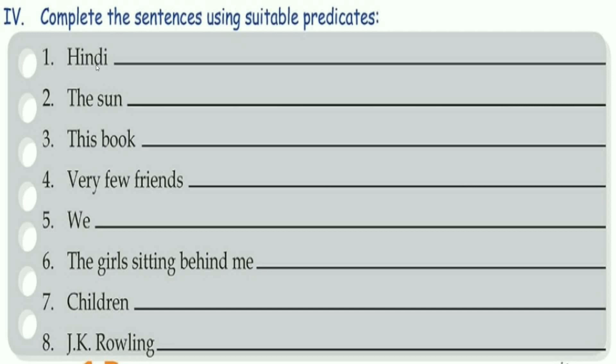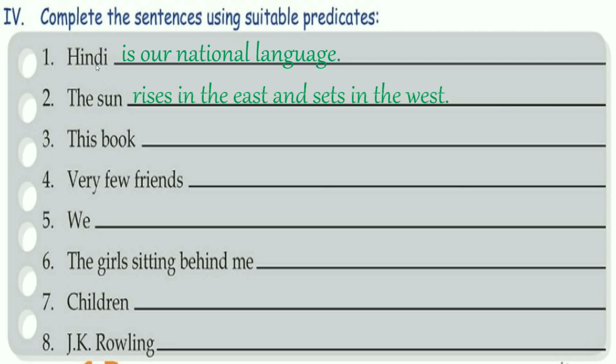Children, here only the subject is given and you have to write the predicate. Hindi: you can write Hindi is a very easy language, Hindi is my favorite subject, Hindi is a mother tongue, or Hindi is a national language. Anything you can write. The sun rises in the east, or the sun sets in the west, or the sun shines brightly. This book has many colorful pictures. This book is very interesting. This book has funny stories.